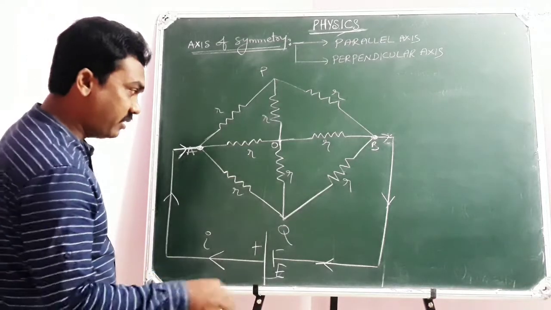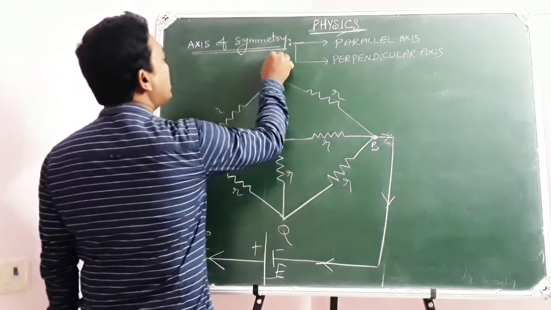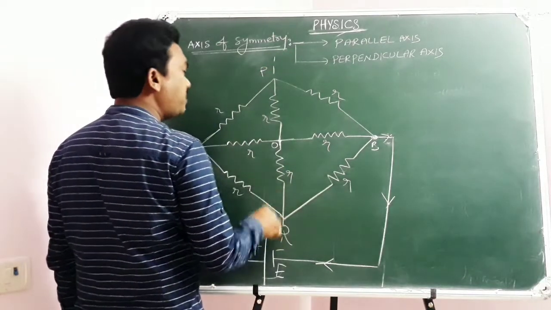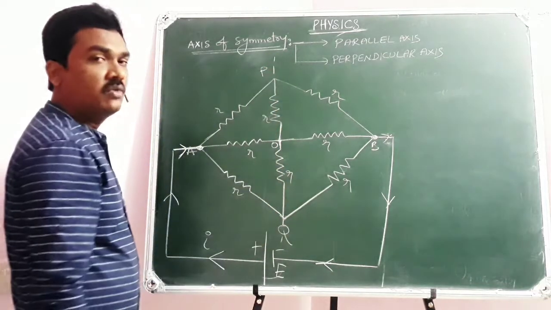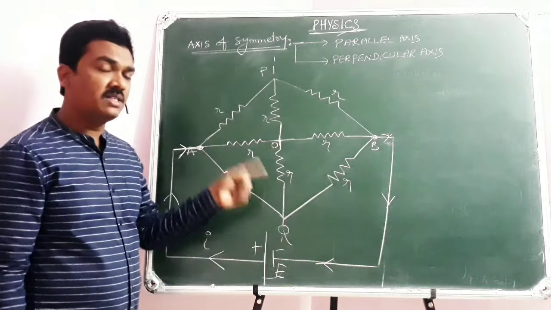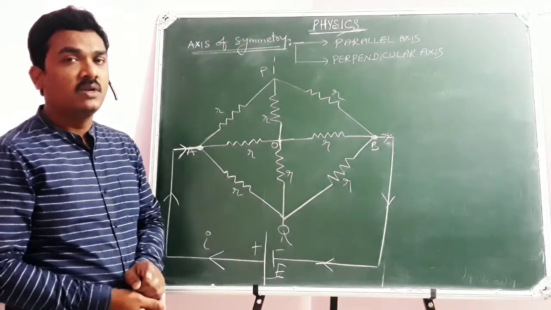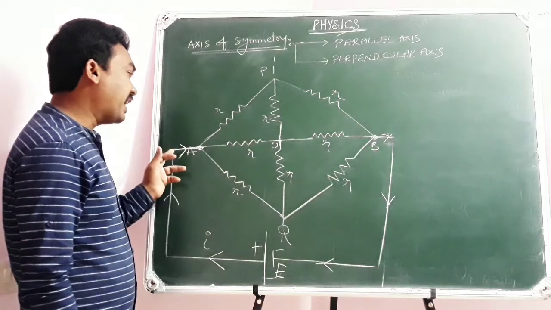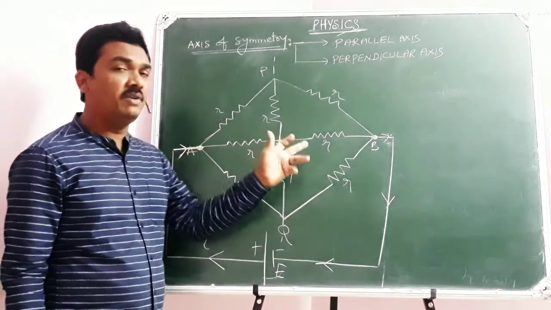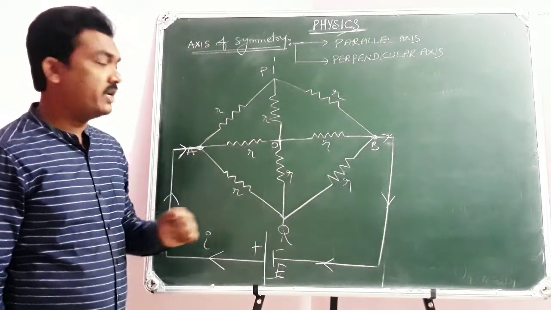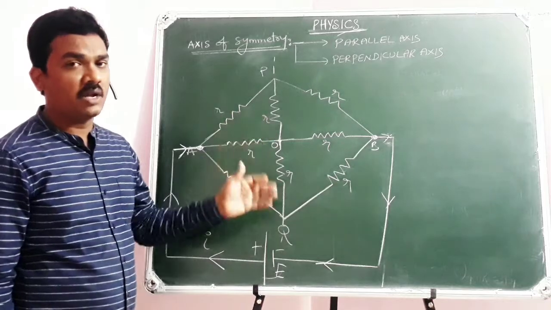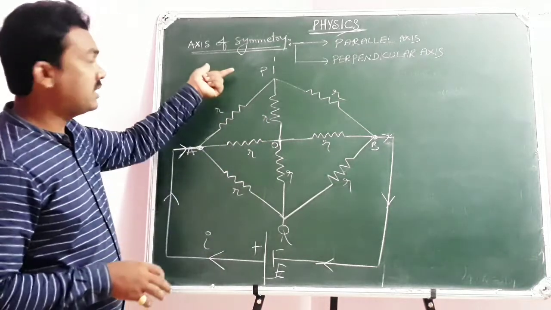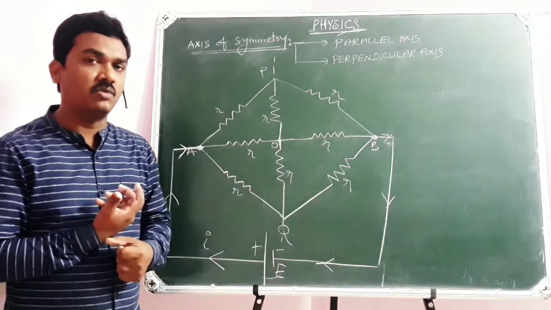At the same time, if you talk about the line PQ, your circuit has even symmetry about the line PQ. But the line PQ is perpendicular to the direction of current entering or leaving the electric circuit. That's why PQ is called perpendicular axis of symmetry. So I repeat. First, what is axis of symmetry? Now you can start writing the notes.